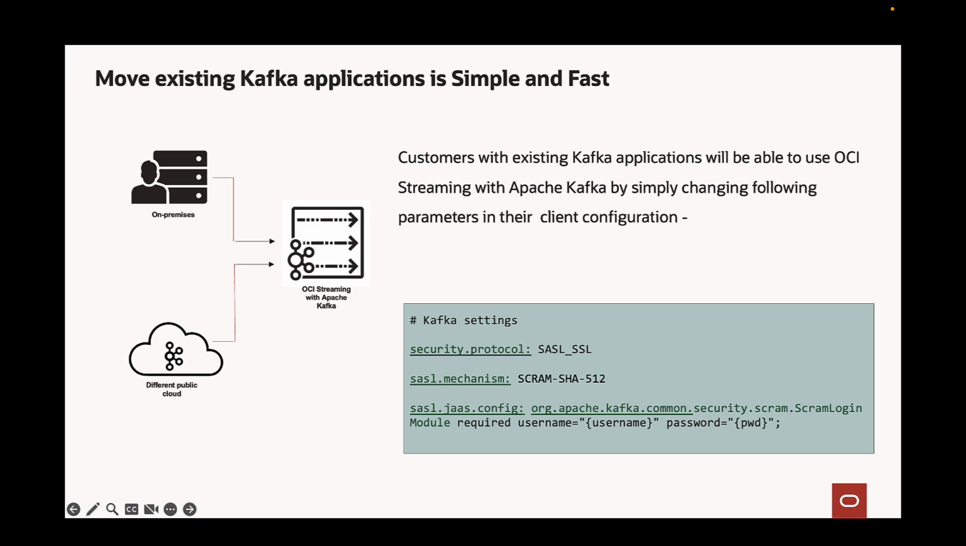If you wish to go ahead and move your existing Kafka applications to using the service, it is very simple and quite quick. They should be able to go ahead and use OCI Streaming with Apache Kafka by this simple configuration change, wherein you change your security protocol, your SSL mechanism, and then you can provide the username and password to start using OCI Streaming with Apache Kafka. In the next steps, we will go into the demo.